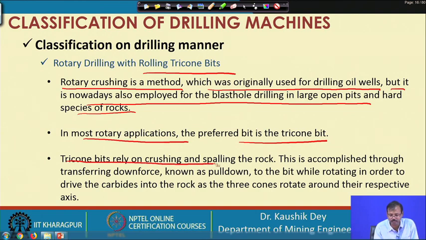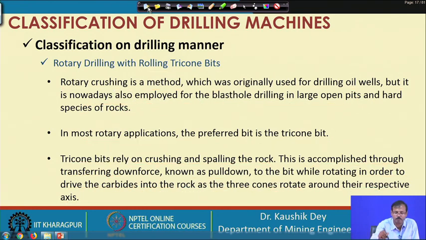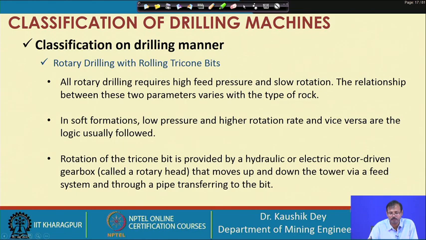Tricone bits rely on crushing and spalling of rock. This is accomplished by transferring down force, known as pull-down force, to the bit while rotating it, in order to drive the carbides into the rock as the three cones rotate around their respective axes. So, three rollers are placed at 120 degrees to each other. These rollers rotate on their own axes, and tungsten carbide beads are provided there.